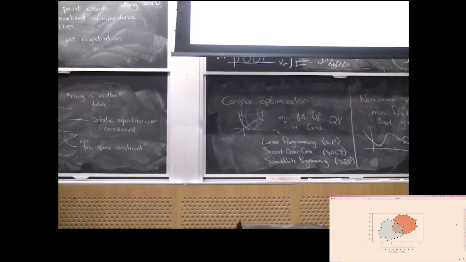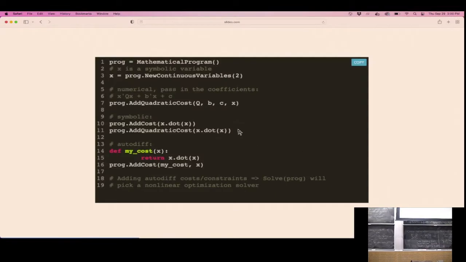So for instance, if in MathematicalProgram you add a quadratic cost, it doesn't even have to guess at this point. It knows the objective is quadratic when you say add quadratic cost, okay? If you add a cost like x dot x, where x is the decision variable, then because x is symbolic, it knows enough to parse that and realize you've added a quadratic cost, and it will call a QP solver. Those are the same here, okay?